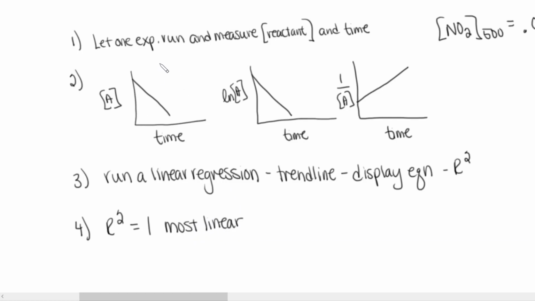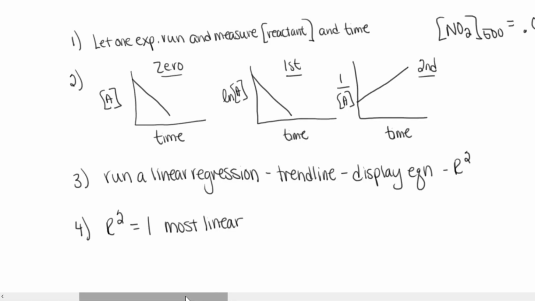And if it's this graph, if it's concentration versus time, your reaction is 0 order. If it's the natural log versus time, your reaction is 1st order. And if it's 1 over your concentration versus time, your reaction is 2nd order.